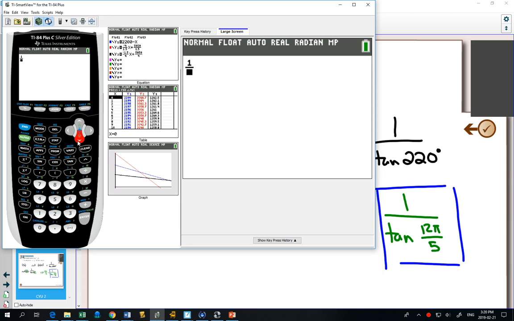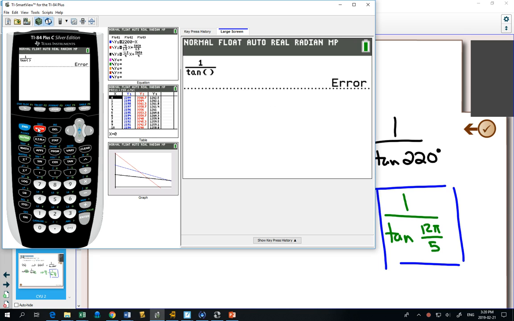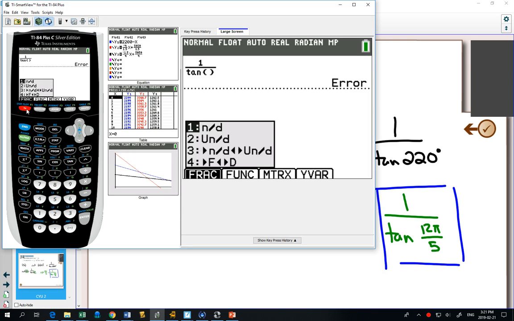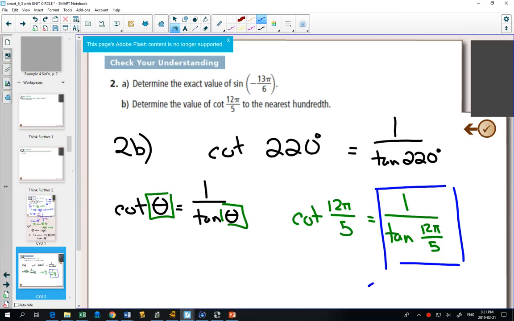Now that I'm in radians, I can go 1 over tan, and if you have the fraction button, make sure you use it because it sure makes things nice that you can write things in exactly as you see them. 1 over tan of 12 pi over 5. And then when I push enter, 0.324, 0.325, 0.33, 0.32. Ooh, I like this one.